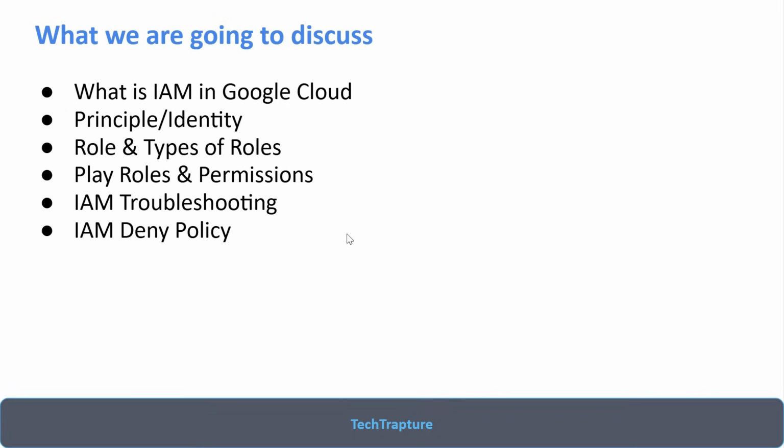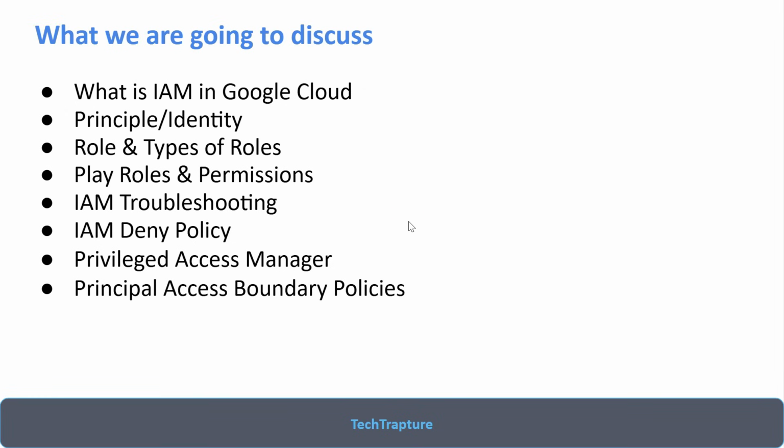Also we'll see IAM policies. In that we'll see the default IAM policy, which is the allow policy, and also what is a deny policy in IAM. We'll also see Privileged Access Manager. This is a newly introduced service in Google Cloud, so we'll see what is PAM, or privileged access management. Also we'll see the principal access boundary policy. This is again a new thing introduced by Google Cloud for security improvement, and we'll see all these things in this video. So just stay tuned.